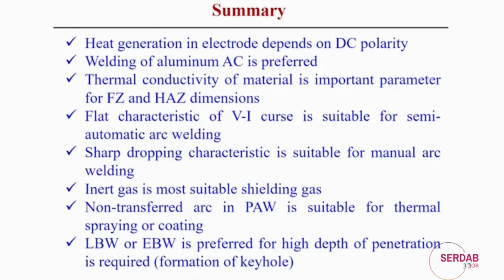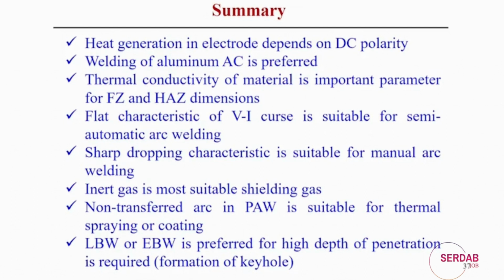Third point is that thermal conductivity of the material is a very important parameter. Thermal conductivity is the most influencing property of the material, influencing the size of the fusion zone as well as the size of the heat affected zone. So, the dimensions of the heat affected zone and fusion zone mainly depend, apart from other parameters, on the thermal conductivity of the specific material.